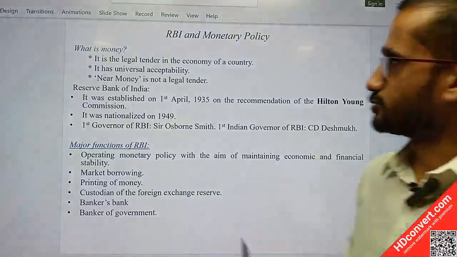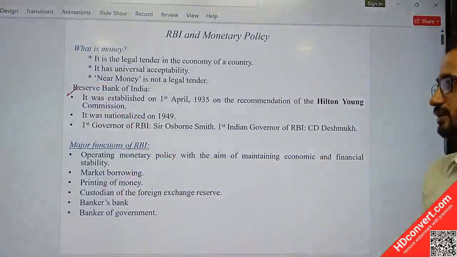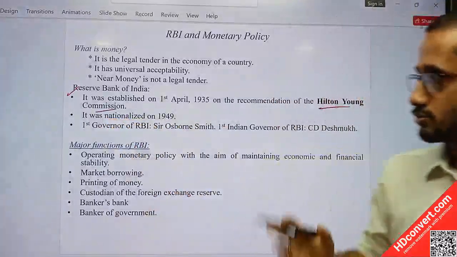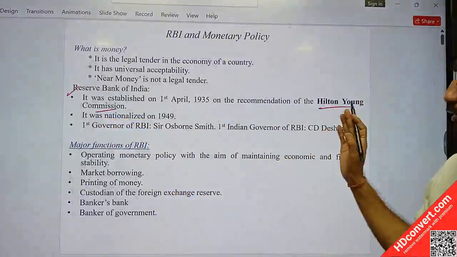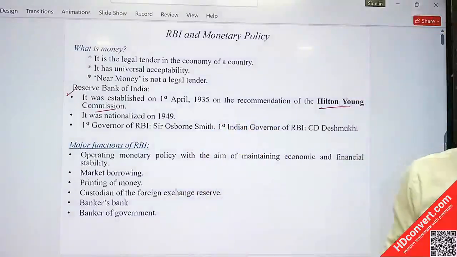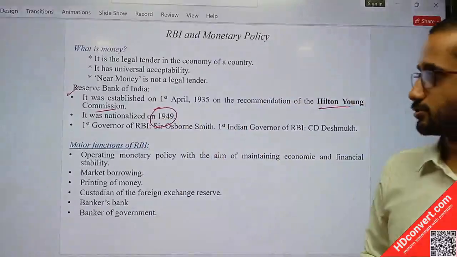Now, the Reserve Bank of India was established first on 1st April 1935 on the recommendation of the Hilton Young Commission. Sometimes this may be asked. So on the recommendation of the Hilton Young Commission, the Reserve Bank of India was established in 1935, before independence. But it was nationalized only in 1949.